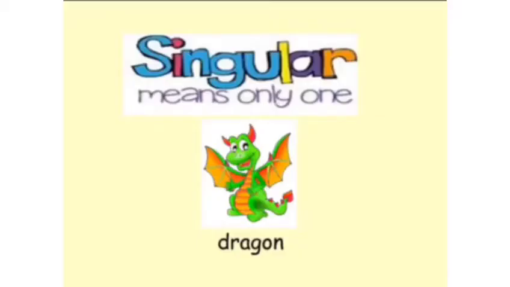1 car, 1, 2, 3 cars. 1 car, 3 cars. So 1 and many. We can also say singular means one and plural means many. Now let's do the oral revision. Singular means only one. There is only one dragon in this picture.